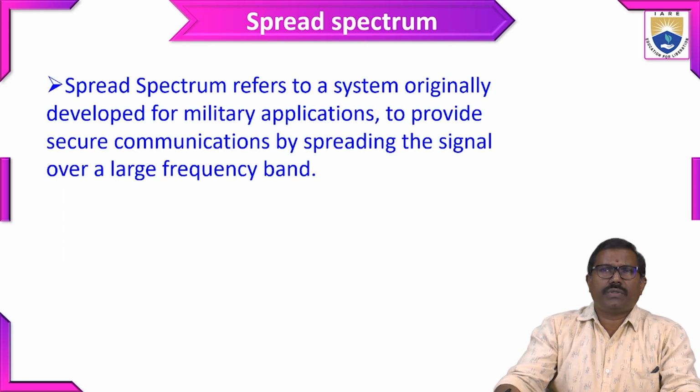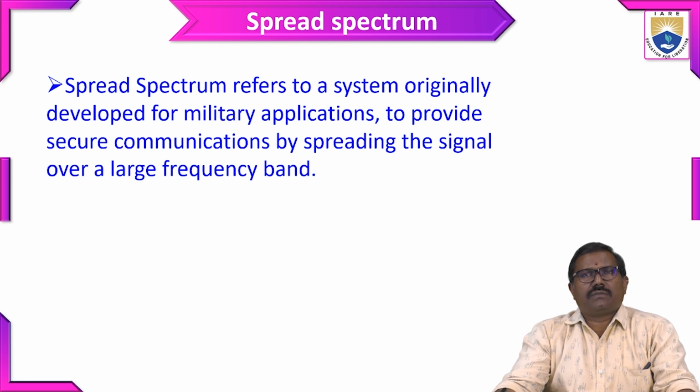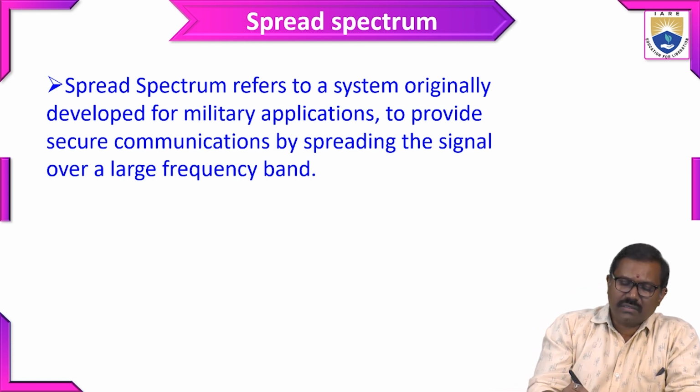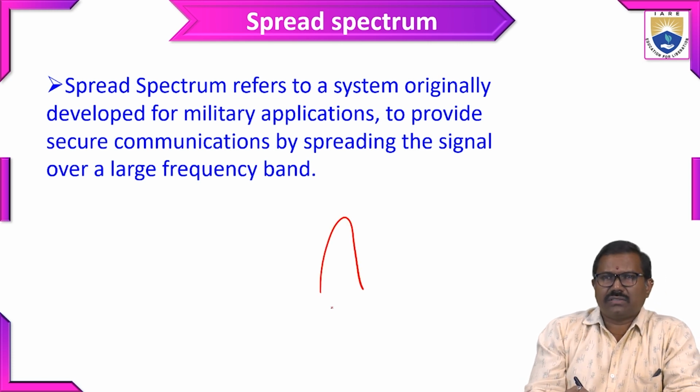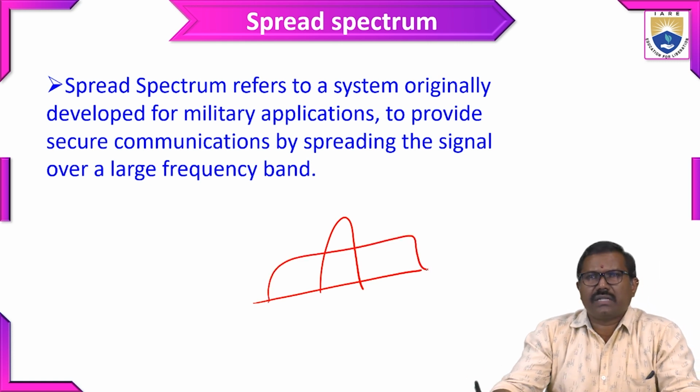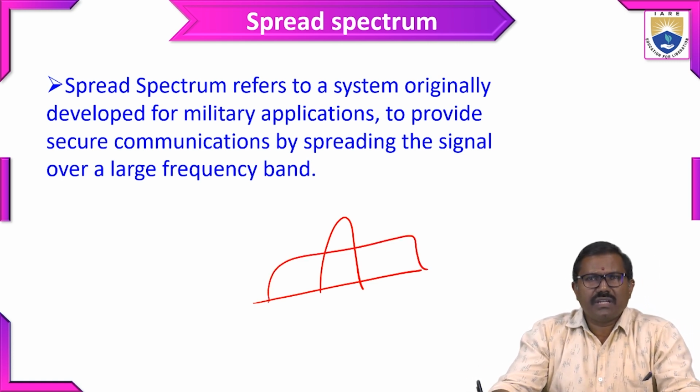Coming to the topic, spread spectrum. We already discussed it in the last video, but once again, what is spread spectrum? Spread spectrum refers to a system originally developed for military applications to provide secure communications by spreading the signal over a large frequency band. That means the signal is a narrow band signal, and we are spreading it over a large frequency band.